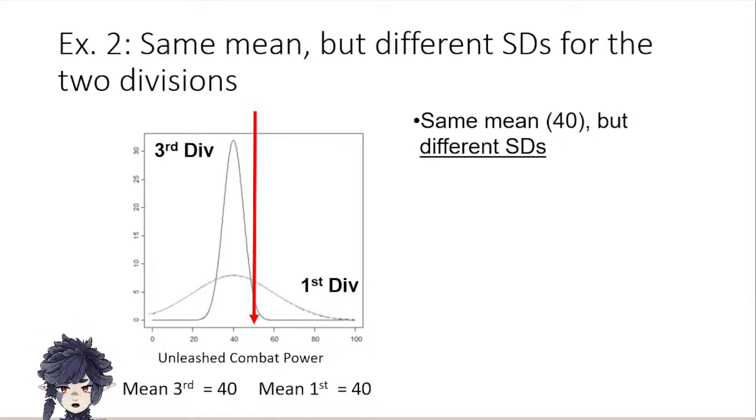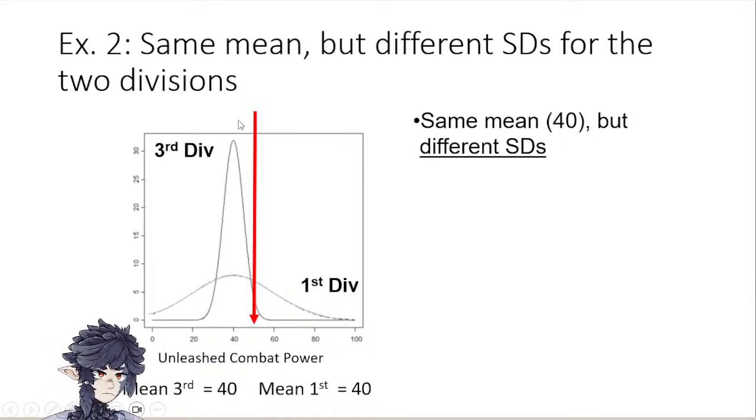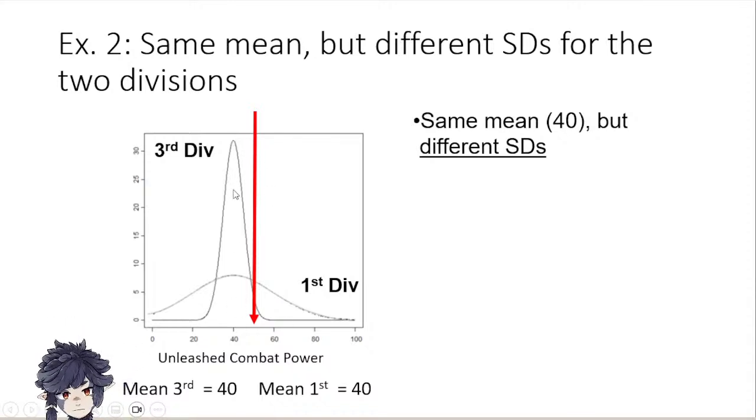Now let's look at a different example. Let's say that in this case, this tall distribution here is the third division, and its mean is 40. So everybody in the third division, their average combat power is 40%, and that's pretty consistent. Most of them are pretty close to 40%. Most people are, say, between 25 and 50 or 55. They're all pretty much at the same level of combat.